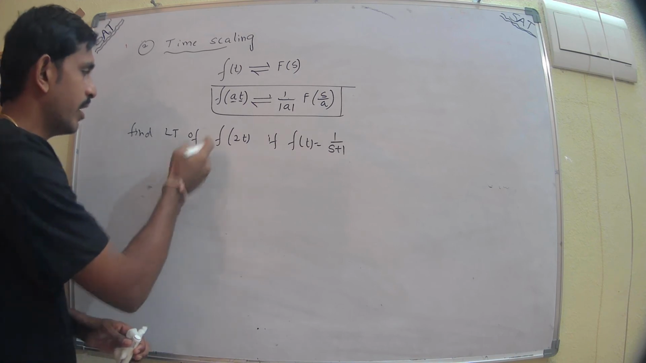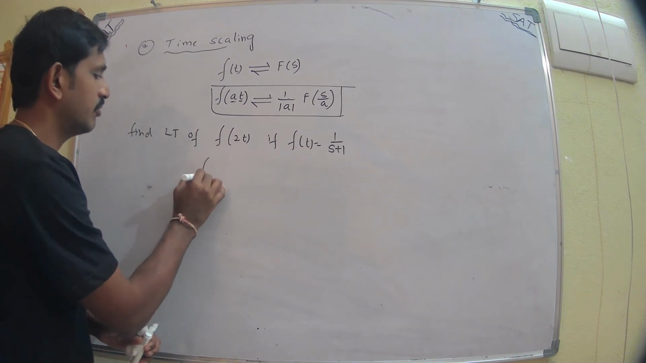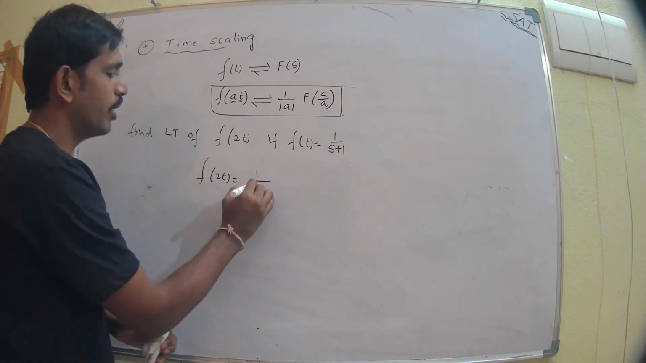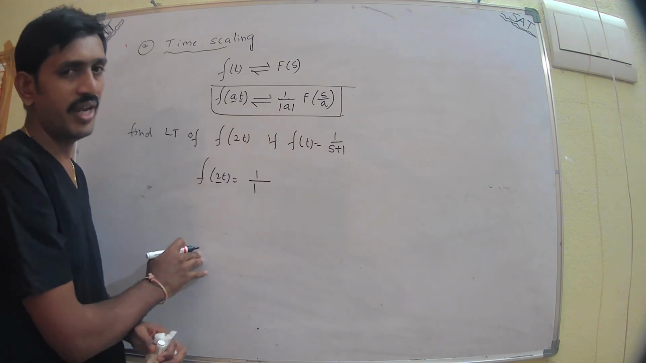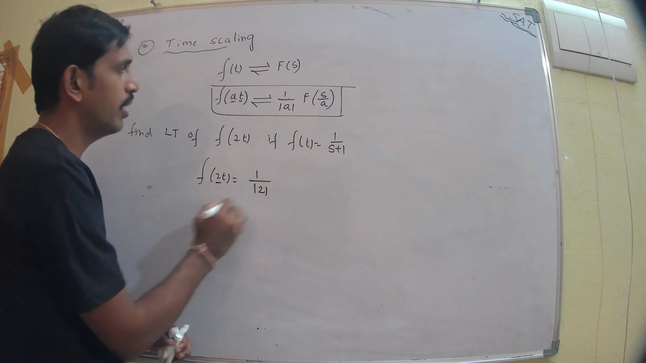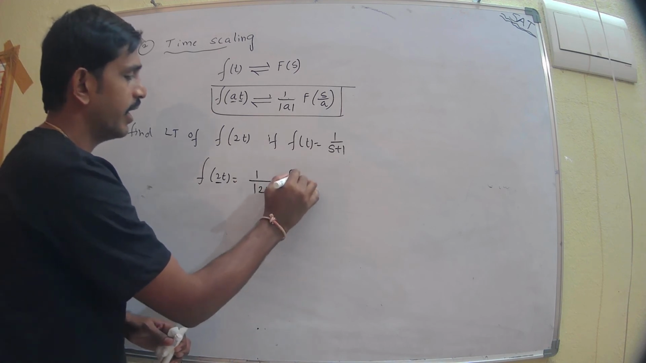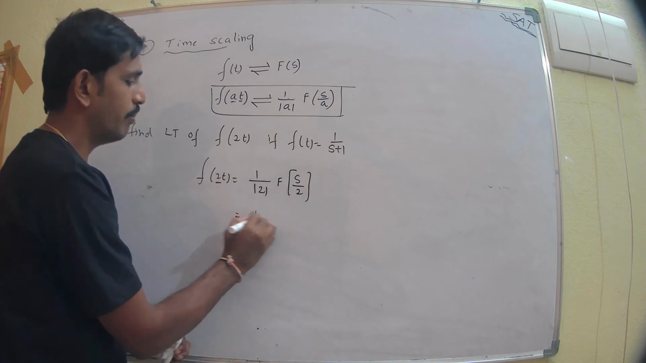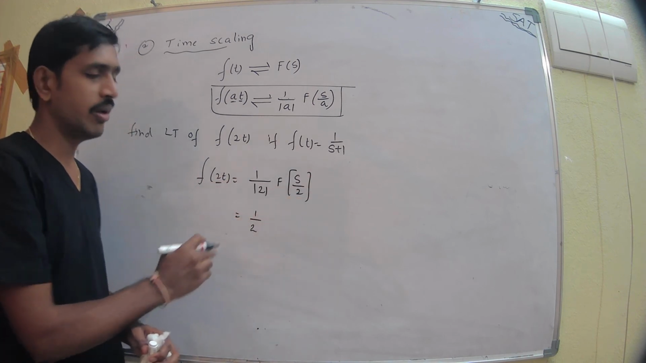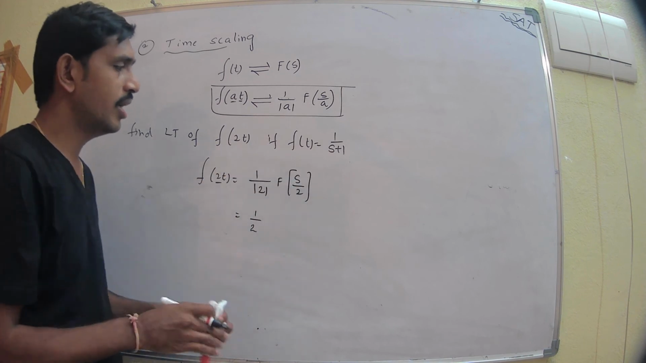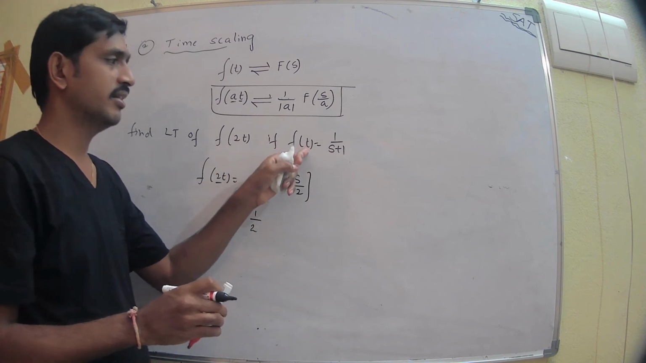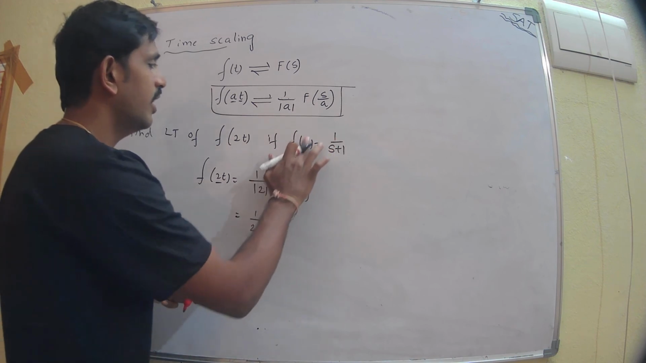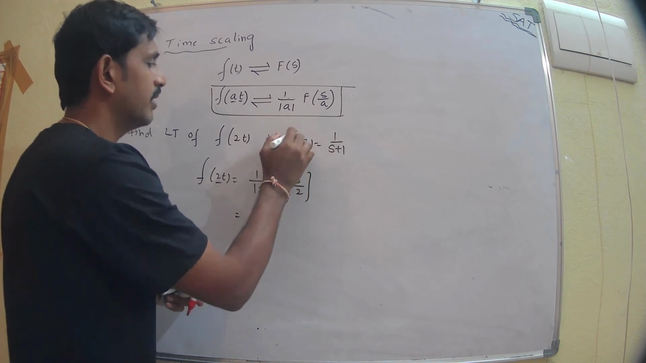According to the formula, the Laplace transform of f(2t) is equal to 1 by mod a, in the place of a we have 2, so 1 by mod 2 times F of s by 2. What is the function here? f(t) is the function, and F(s) is equal to 1 by s plus 1.